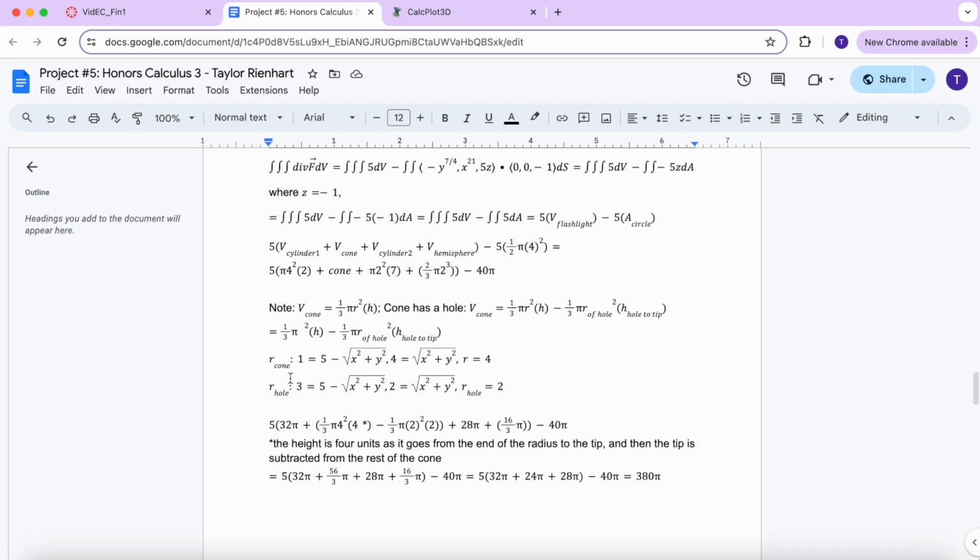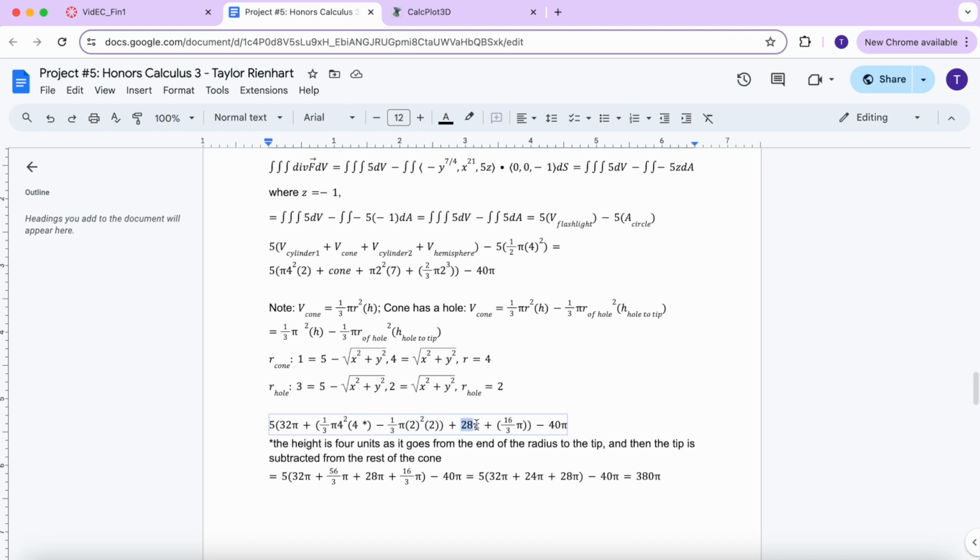Here we have 4 squared, which is 16, times 2, which is 32, times pi. So we have 32 pi. Plus, we have the volume of the cone, which is 1/3 pi r squared, times height. Starting with the radius of our main cone, we have 4 squared. And then we have 4 as a unit of height, because we are assuming that the cone goes from the plane z equals 1 to its vertex point at z equals 5. Then we are subtracting out the volume of our hole cone, which is 1/3 pi times the radius squared, the radius being 2, times the height, which goes from the plane z equals 3 to the vertex point z equals 5, which is 2 units.